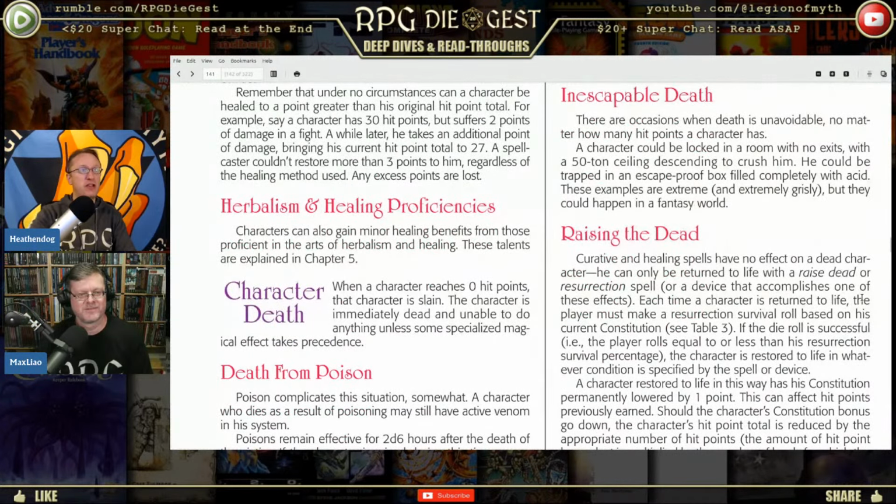Herbalism. Characters can also gain minor healing benefits from those proficient in the arts of herbalism and healing. These talents are explained in Chapter 5. This is the skill of herbalism, and you can create an herbal tonic to increase healing better than base, but still much less than magic.